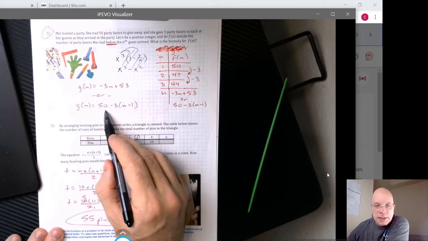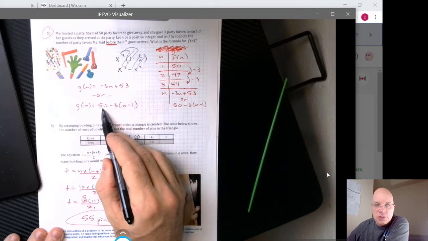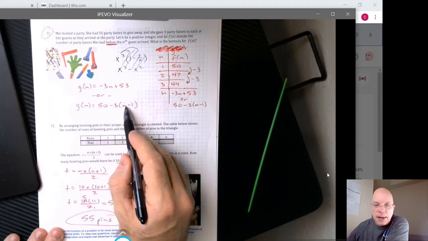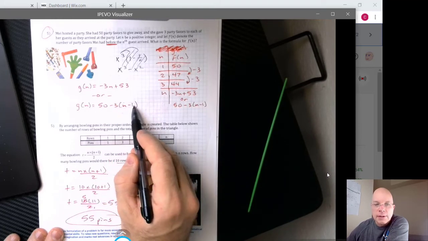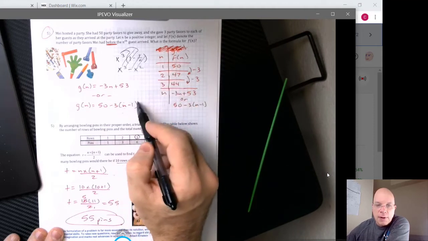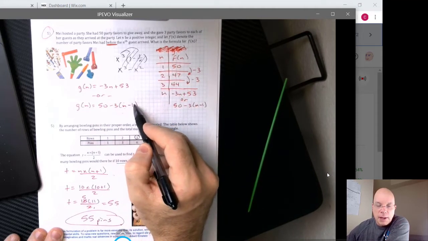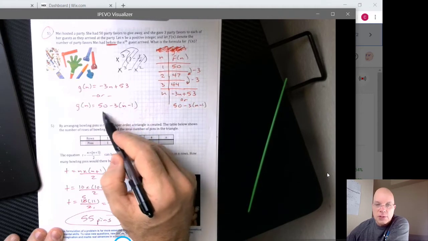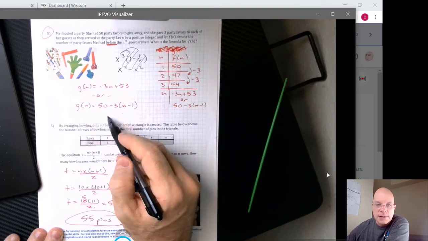Another way to write this would be 50. She starts with 50 party favors, and you subtract 3 multiplied by the number of guests minus 1. So when one guest arrives, this becomes 0, and you have your 50 party favors minus 0, so you still have 50 after you've given 3 to the first guest.